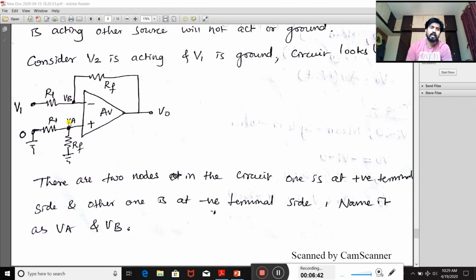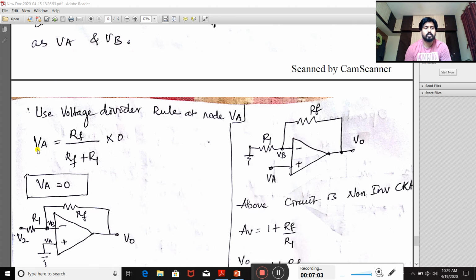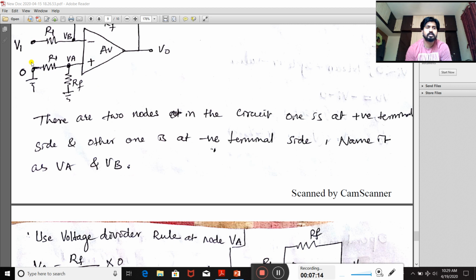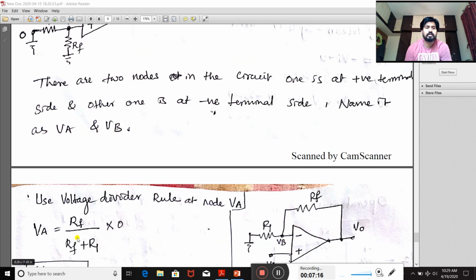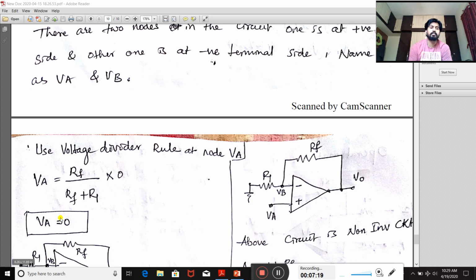To determine this VA, we need to use the voltage divider rule. What is that voltage divider rule? VA is equal to RF divided by RF plus R1 into this voltage, and the voltage at this side is 0. So put that value. Now use the voltage divider rule at node A. VA is equal to RF divided by RF plus R1 into 0. This 0 is this voltage. So when you multiply this 0 with this equation, VA simply becomes 0.